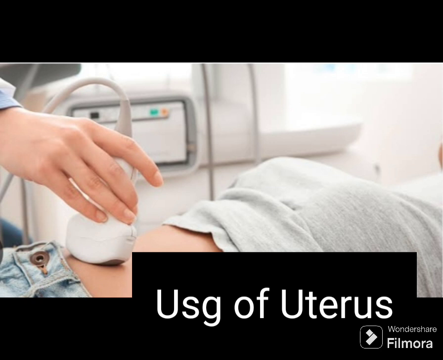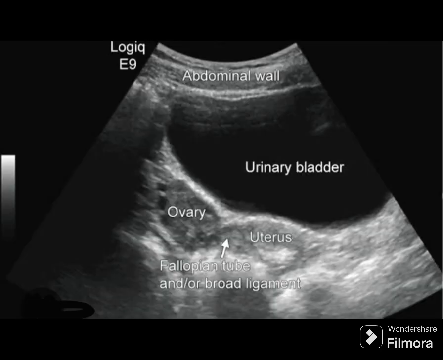Today, I will tell you how we can diagnose the uterus clinically and on ultrasound. The uterus is very important in the pelvic region. This is a picture of the urinary bladder. Above the urinary bladder, there are the abdominal wall muscles, and behind the urinary bladder, there are the uterus and ovary. The ovary is connected to the uterus.